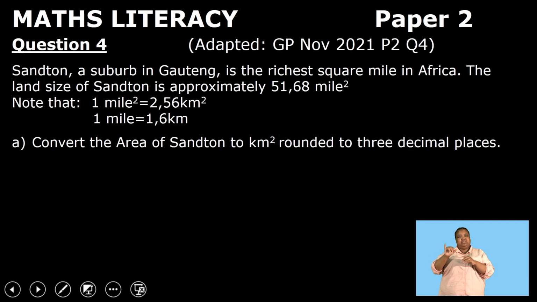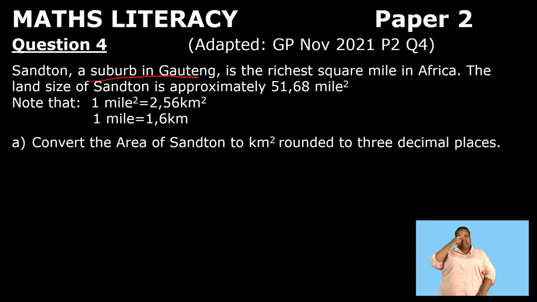Welcome back. Let's look at question 4, which will be integrated topics between measurements, maps and scale, and a little bit of probability. First example. Sandton, a suburb in Gauteng, is the richest square mile in Africa. The land size of Sandton is approximately 51,68 square miles. Note that 1 square mile is 2,56 kilometers squared and a mile is 1,6 kilometers.